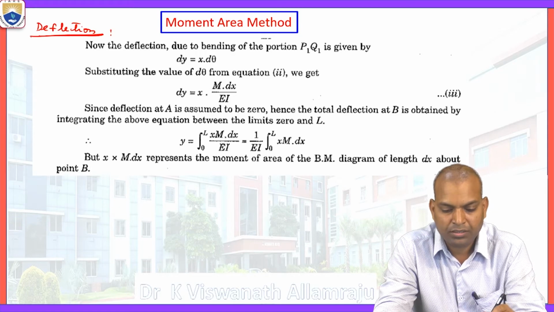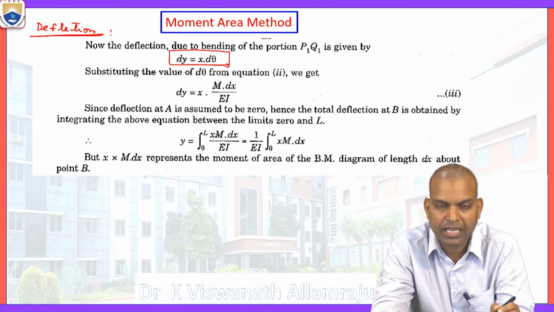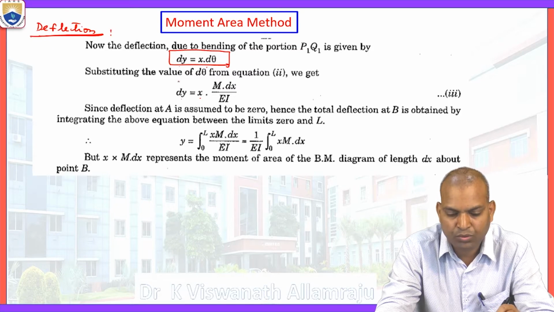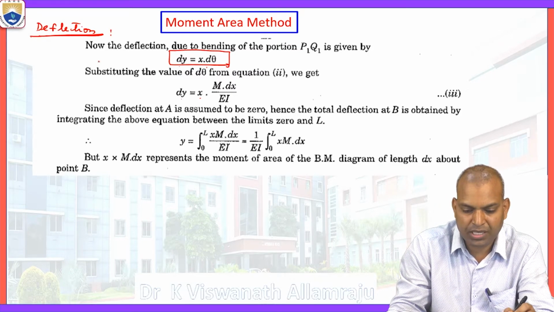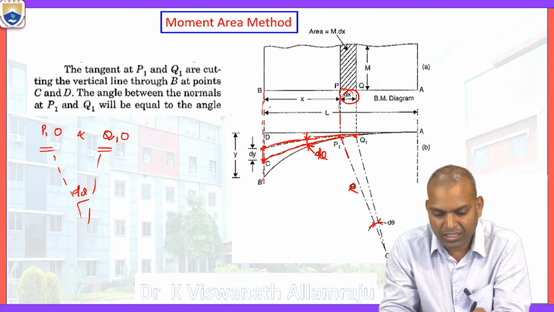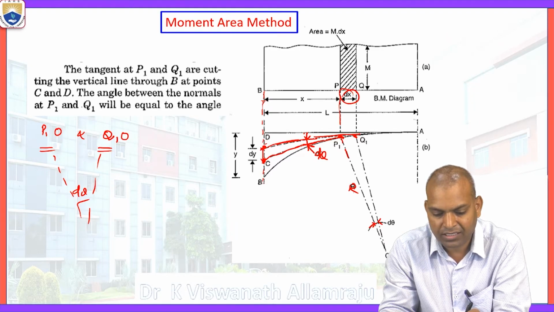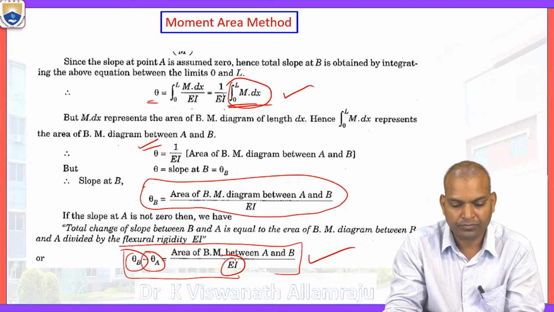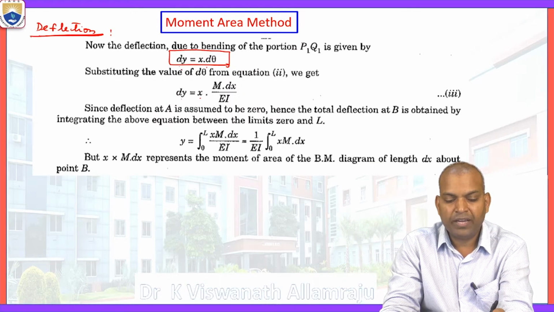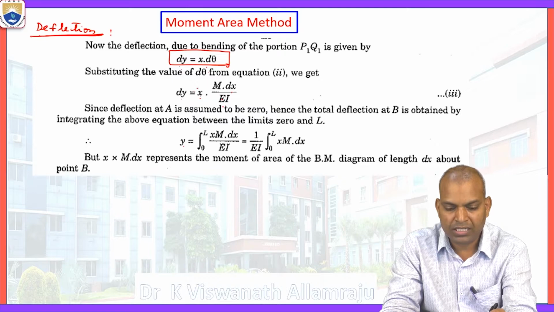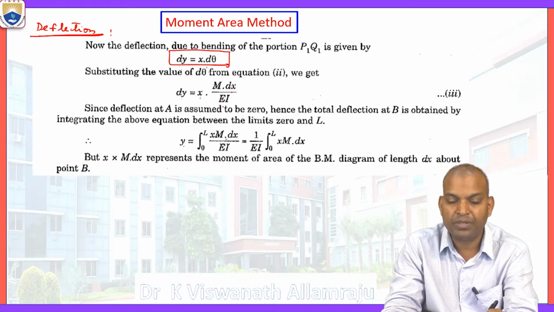So now the deflection due to the bending of the portion P1 Q1 is given by dy equal to x d theta. So dy equal to x, what is the d theta value? Let us go back, this is the dy. We want dy, what is the distance from here to here? That is x, and this is d theta. x times d theta gives dy. So simple. From dy equal to x d theta, what is d theta? M dx by EI. Now y equals the integration from 0 to L of x times M dx by EI.